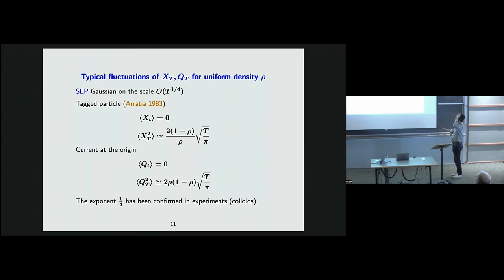But anyway, this was shown for the case of the target particle long ago by some probabilists. Now we are considering the case of uniform density: the average is of course 0, and the variance can be calculated to behave like the square root of t. So this gives us this t to the 1/4 typical fluctuation. And this can be basically translated to the average and variance for the integrated current, and these are the results. This 1/4 scaling has been attracting some attention, and it has already been confirmed in some experiments.